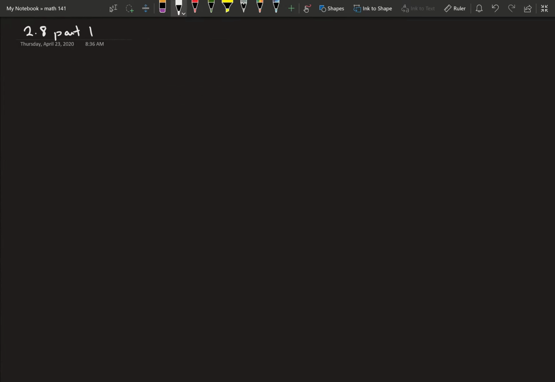Okay, so we're going to start with 2.8, which is all about inverse functions. Okay, so this is best illustrated by two examples.